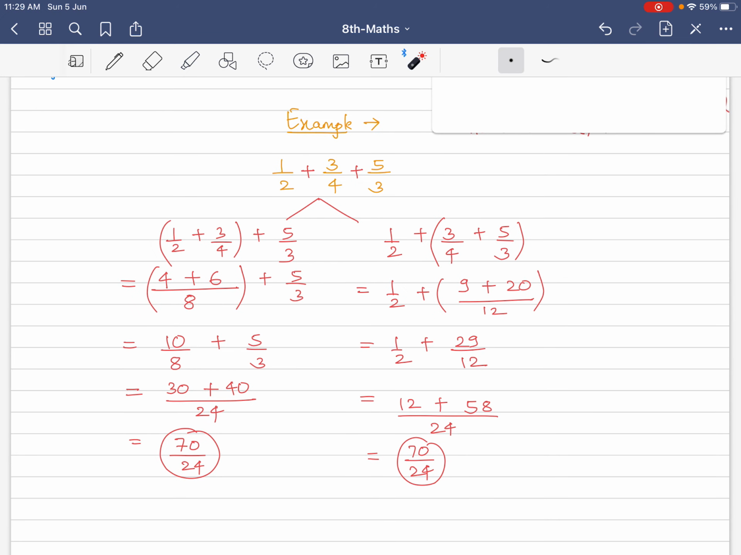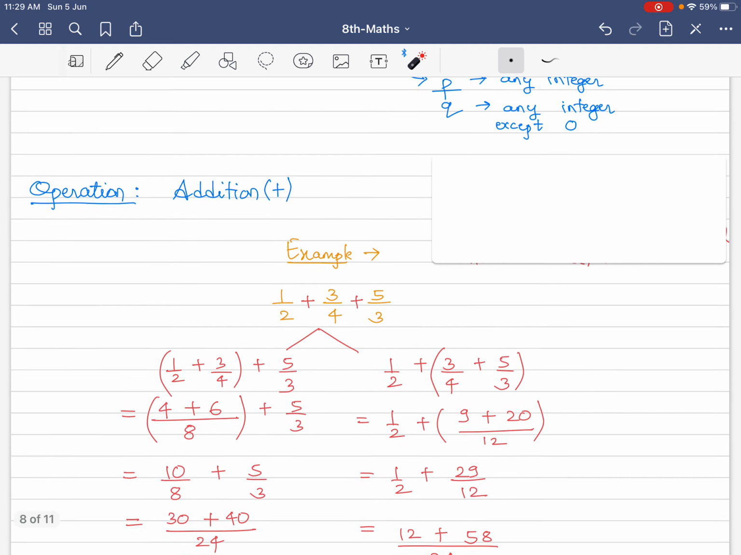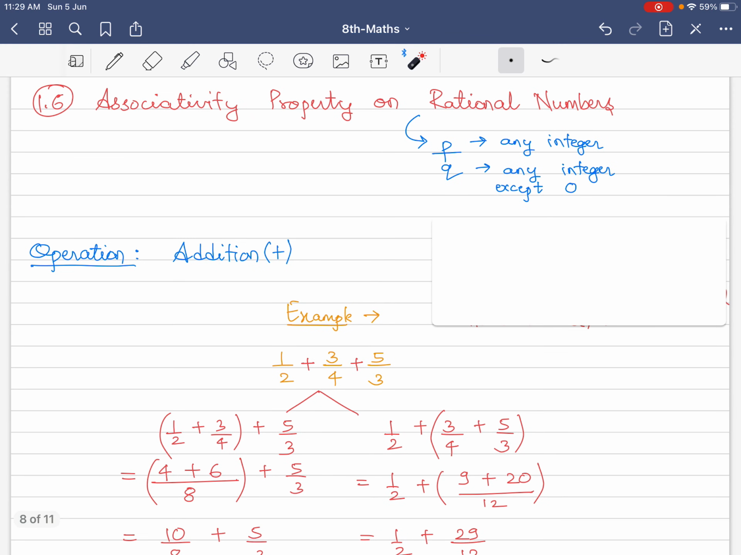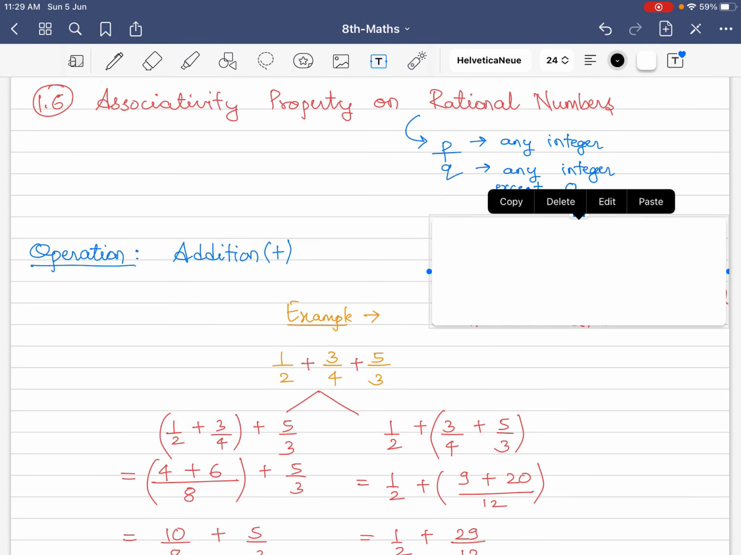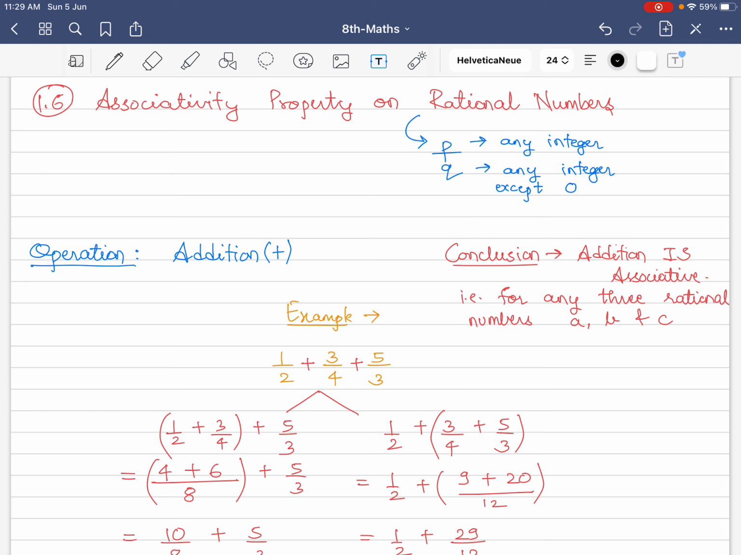Thus we see that in this example we took three rational numbers, we associated them in two different ways, and we still got the same output. And hence we come to the conclusion, this is the conclusion that we have noted down, that addition is associative. The operation addition on rational numbers is associative, which means that the way you associate the numbers while doing addition does not matter.